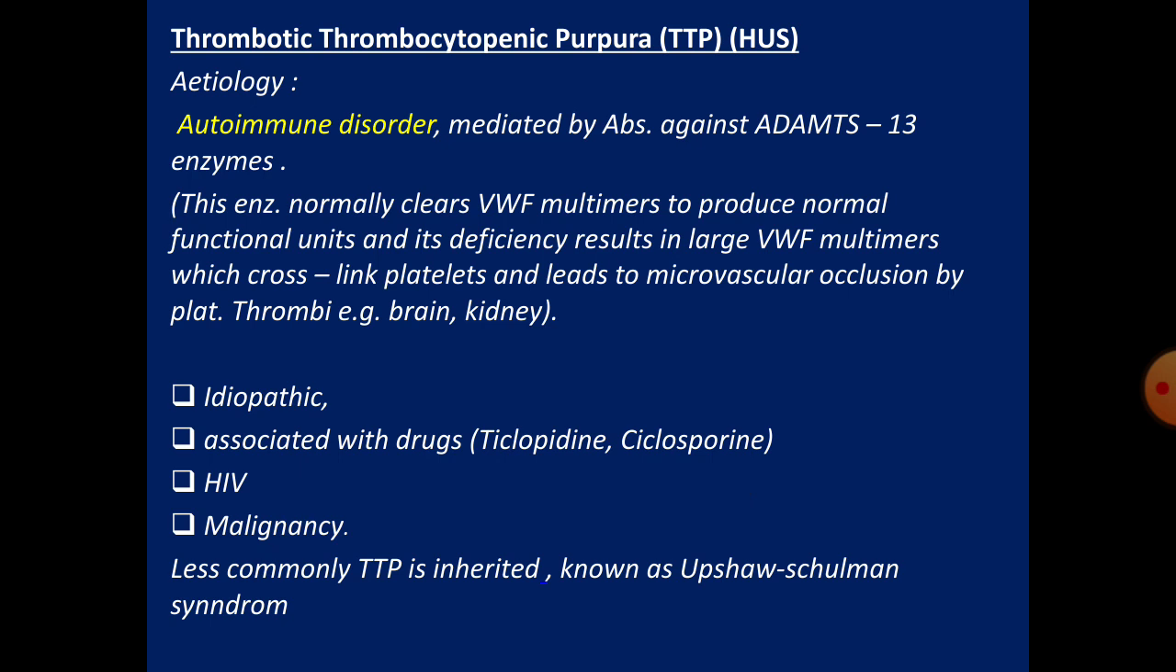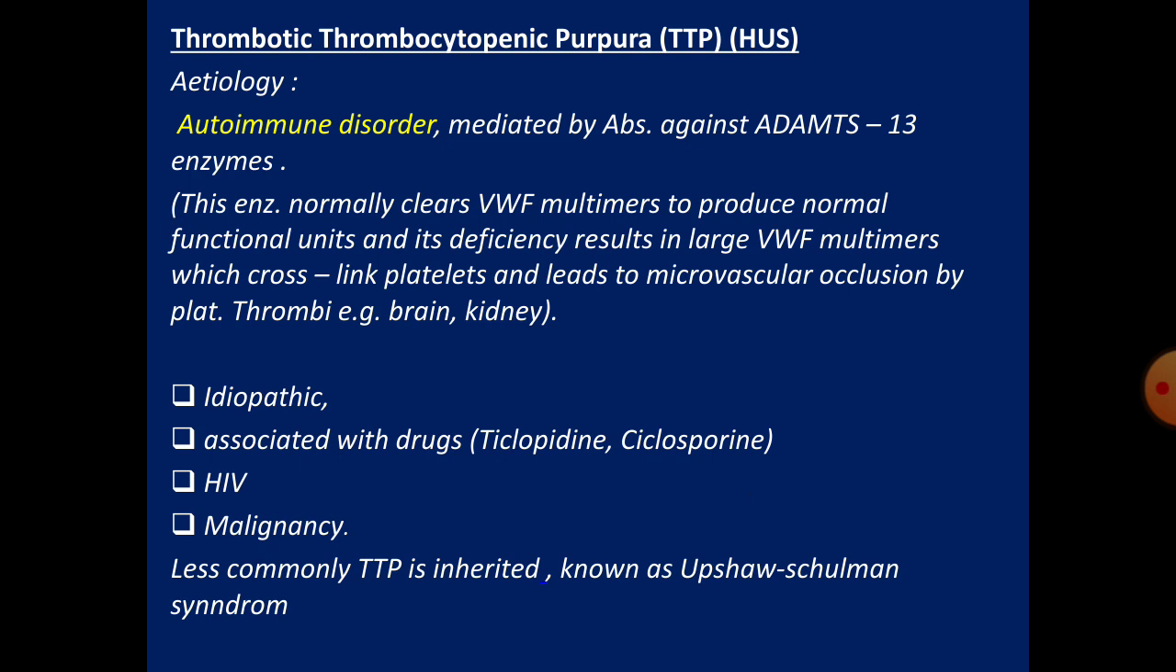So we have another thrombotic condition, what we call thrombotic thrombocytopenic purpura, and as you know, this is one of the spectrum of what we call microangiopathic hemolytic anemia. Microangiopathic hemolytic anemia may be caused by preeclampsia, may be caused by malignant hypertension, and thrombotic thrombocytopenic purpura. This is one of the spectrum of the microangiopathic hemolytic anemia.